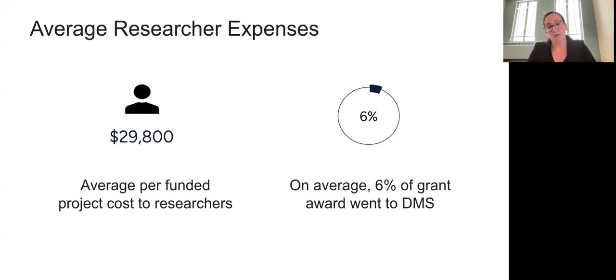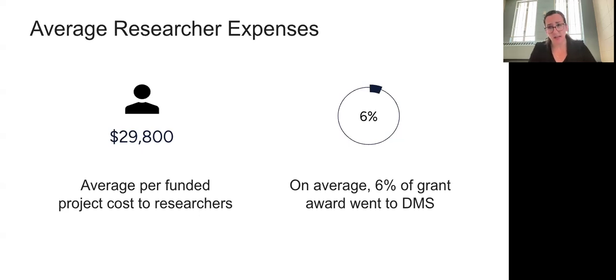And one way we were interested in looking at this is as a percentage of their overall costs. And this is helpful towards budgeting or having guidelines for future studies. And so when we looked across all of our researchers and their grants, on average, this was about 6% of their total grant award went to data management and sharing.